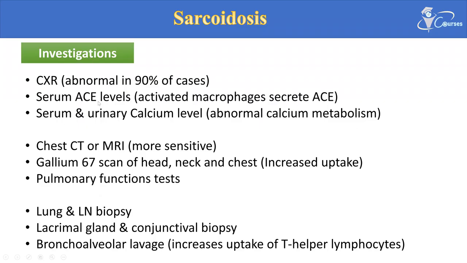If the first triad is negative and we still have high index of suspicion of sarcoidosis, then we move to the second triad. It will be chest CT or MRI, which tend to be more sensitive. Gallium scanning of the head, neck, and chest, because it will show increased uptake in case of sarcoidosis, and pulmonary function tests. If those are negative, and the clinical syndrome is still pointing to sarcoidosis, we come to the highest invasive and highest accuracy: the lung and lymph node biopsy, lacrimal gland and conjunctival biopsy, and bronchoalveolar lavage. It will show increased T helper lymphocytes. So these are the investigations we use for sarcoidosis.